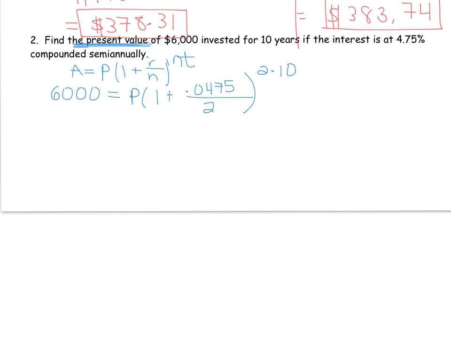Now, it's your choice. You can either do it all at once in the calculator or you might want to clean up this 1 plus 0.0475 divided by 2. It's up to you. Just do not round until the end. You keep everything exact and use your calculator in order to avoid rounding till the end.